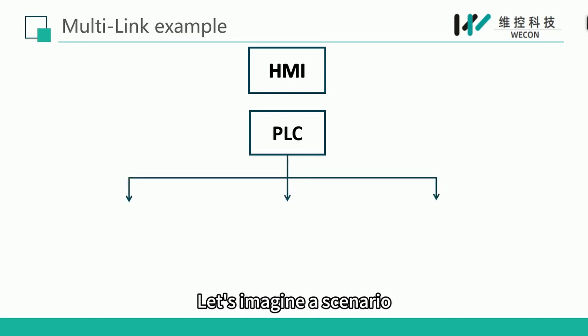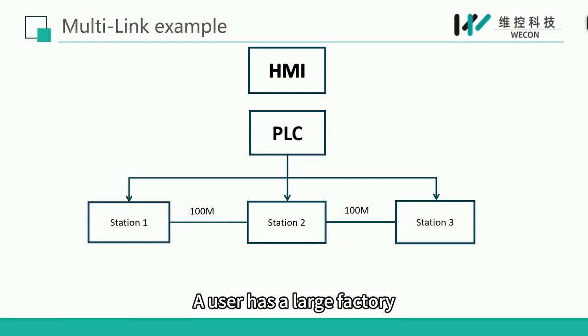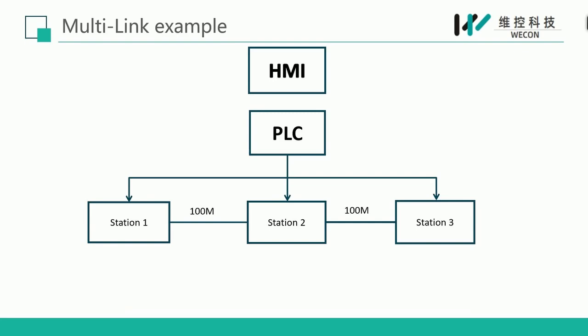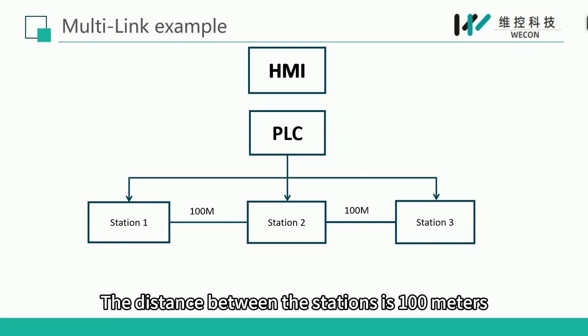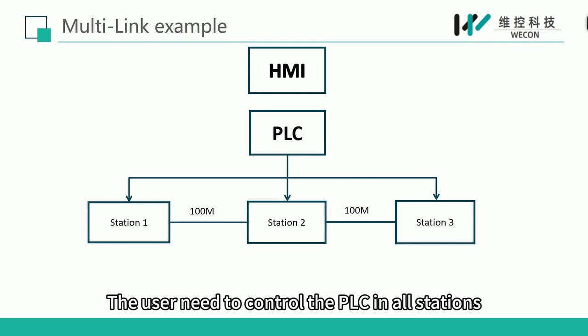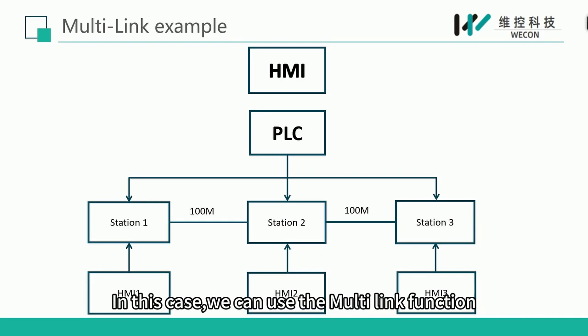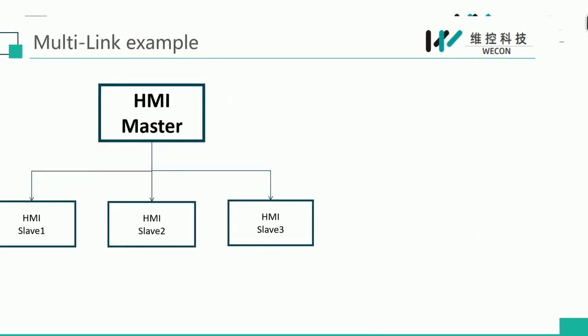Let's imagine a scenario. A user has a large factory with a main PLC and 3 device stations. The distance between the stations is 100 meters. The user needs to control the PLC in all stations. But the PLC and HMI only support serial port connection. In this case, we can use the multi-link function.